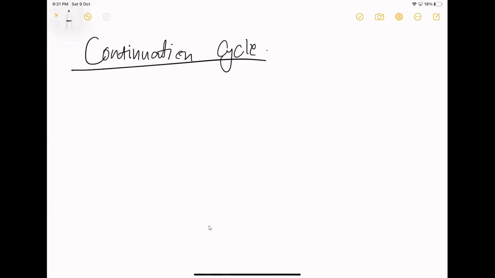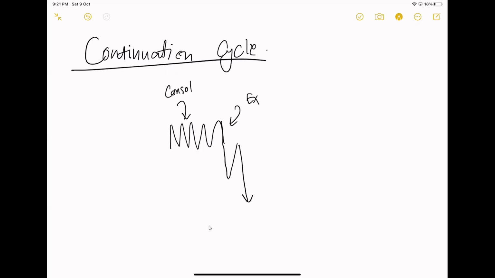Okay, so bearish side, we have consolidation, displacement out, which is your expansion, retracement, and reversal. Right, so you have consolidation, expansion, retracement, reversal.